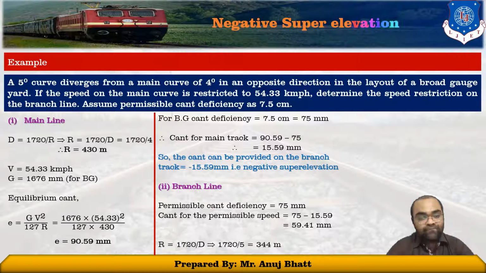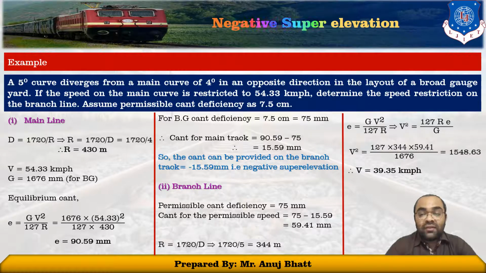Okay, well, R is 1720 upon D. The degree of the branch curve is given, that is 5. From that R is 344 meters. From that we can obtain the speed on the branch line, and that is 39.35 kilometers per hour. So according to this data, the speed that should be restricted on the branch line is 39.35 kilometers per hour.